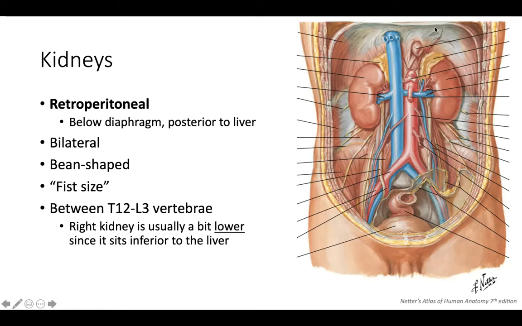They are bilateral organs, so there is one on each side, and they are described as bean-shaped and about the size of a fist. They span roughly between the T12 to L3 vertebrae, and it's important to note that the right kidney is usually a bit lower since the liver sits right above it.